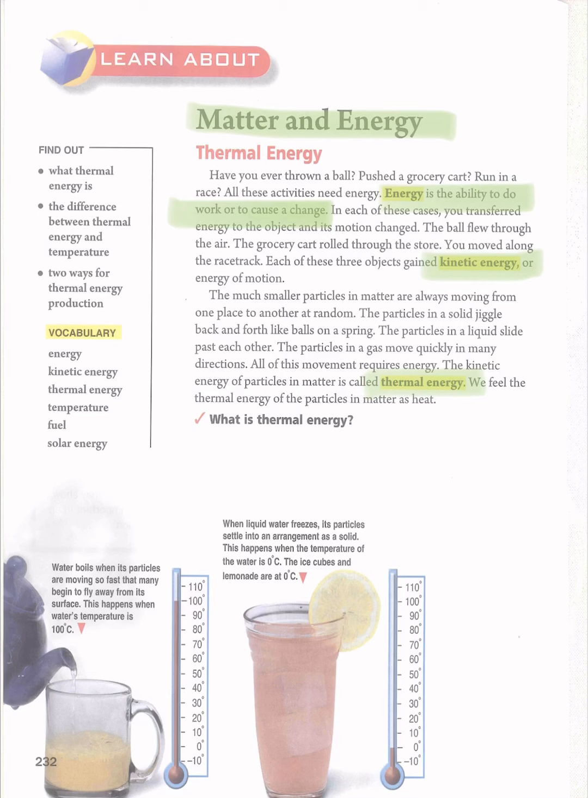Here we have water boils when its particles are moving so fast that many begin to fly away from the surface. It means water will boil when the particles move so fast, which means they get more energy. The water will be boiled by the movements of the particles, and this happens when the water's temperature is 100 Celsius. Okay?